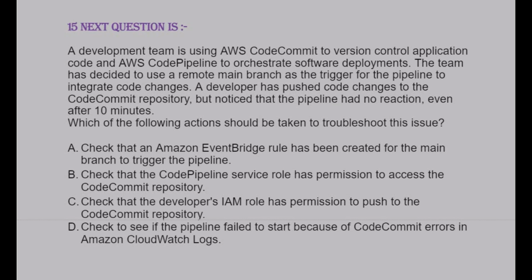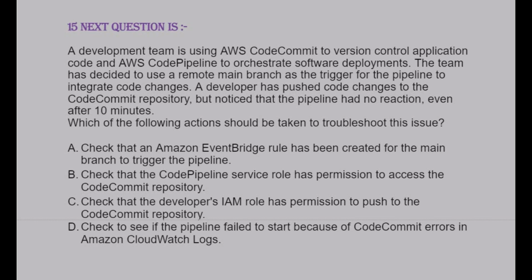Question is, a development team is using AWS CodeCommit to version control application code and AWS CodePipeline to orchestrate software deployments. The team has decided to use a remote main branch as the trigger for the pipeline to integrate code changes. A developer has pushed code changes to the CodeCommit repository, but noticed that the pipeline had no reaction, even after 10 minutes. Which of the following actions should be taken to troubleshoot this issue?